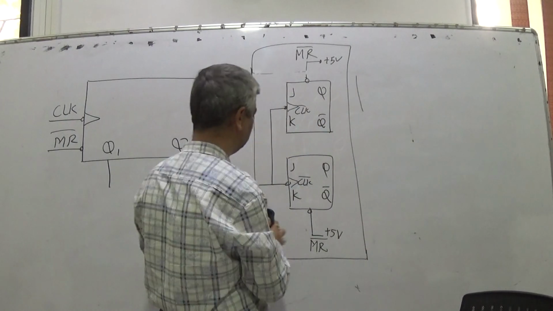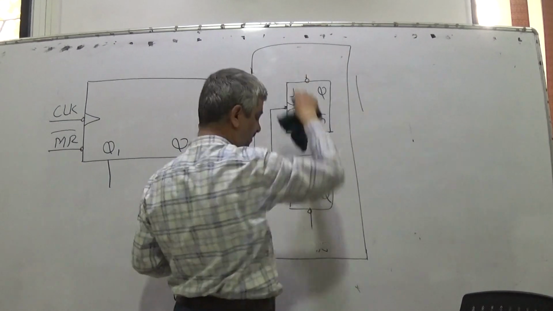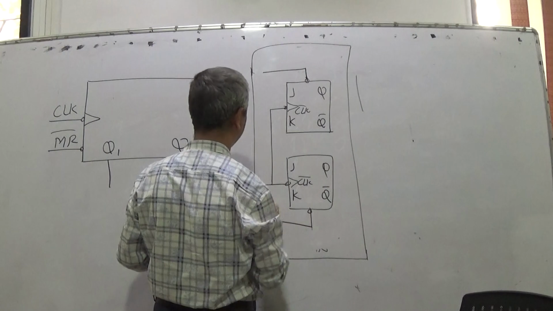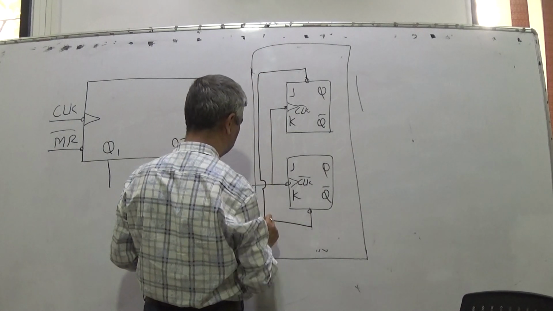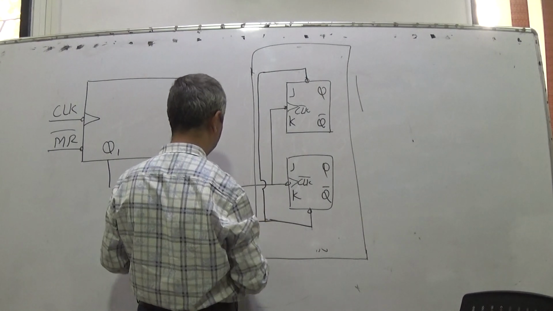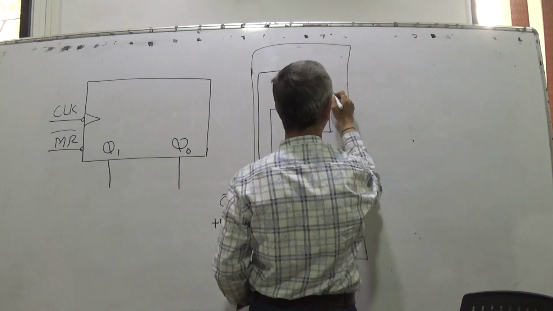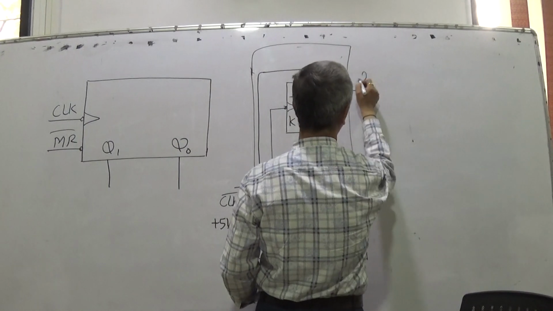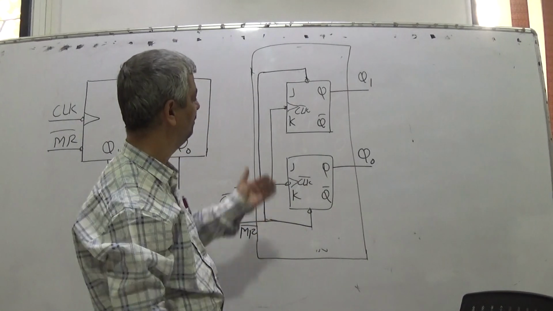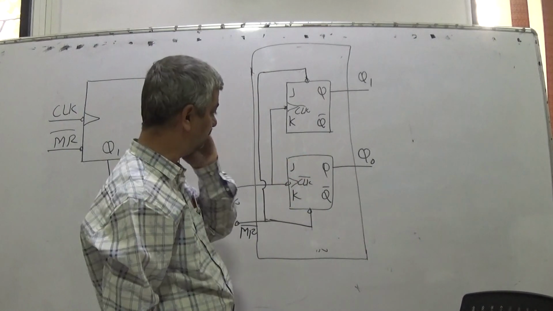To be very precise, master reset of all is also made common, and right now I am not using it, so that pin will come outside. So master reset of this and master reset of this, both I will make common, and that will come as master reset. I am not using it, so I will keep it at plus 5 volts. Then one output comes out from each flip-flop. One is called Q1, the other is called Q0.